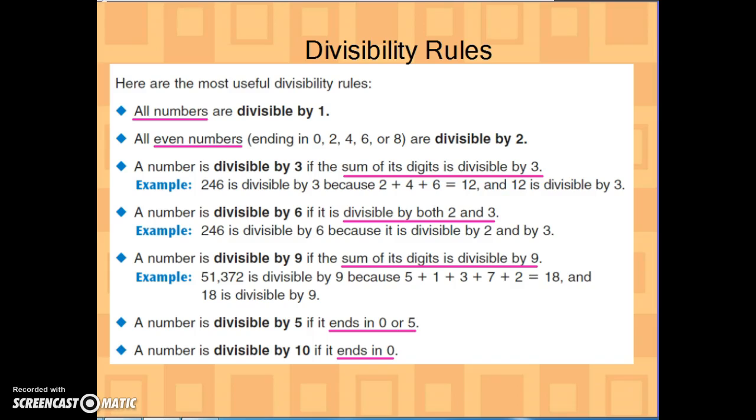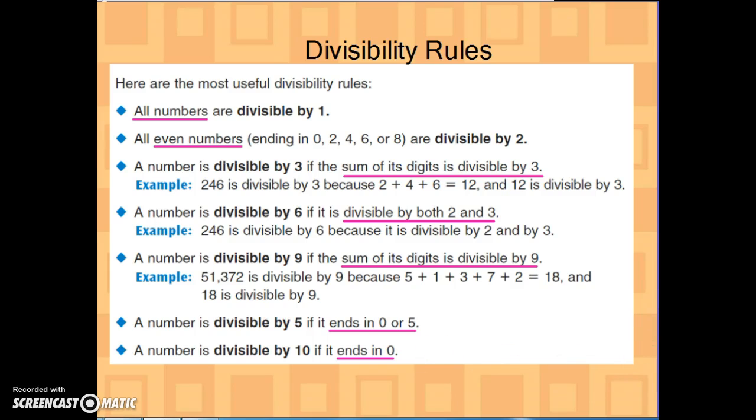If a number is divisible by 9, the sum of the digits is divisible by 9. So here we have this large number, 51,372. We add up the 5, 1, 3, 7, and the 2 and get 18. 18 is divisible by 9, so 51,372, this big number, is also divisible by 9. The number is divisible by 5 if it ends in a 0 or a 5, and it's divisible by 10 if it ends in a 0.